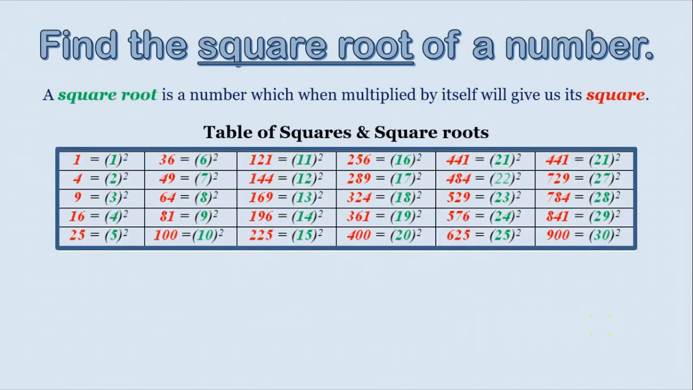This time, let us find the square root of a number. To get the square root of a number, the easiest method is to use a table of squares and square roots. What is the square root of the square number 4? You're right. The table tells us that the square root of 4 is 2.